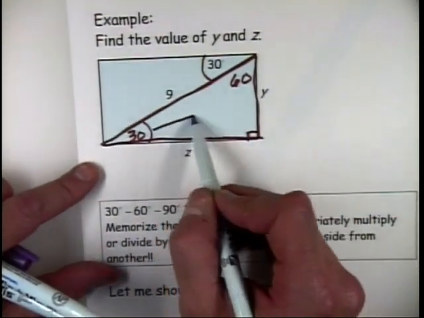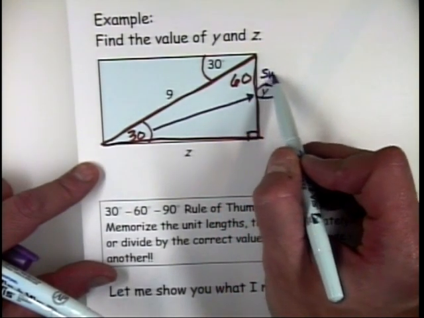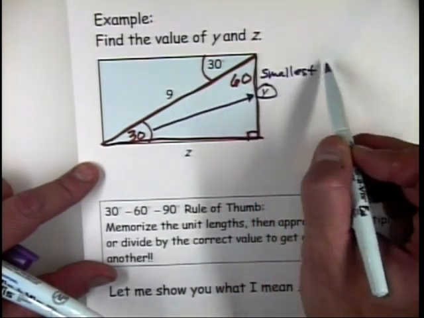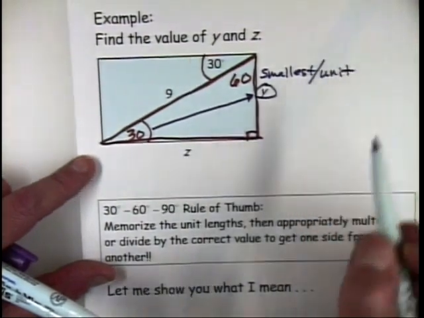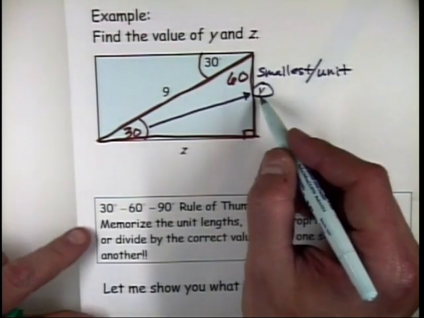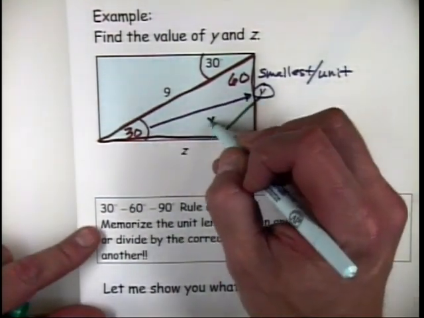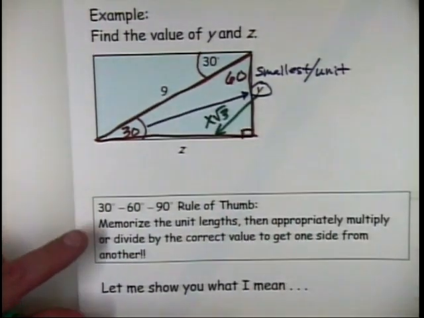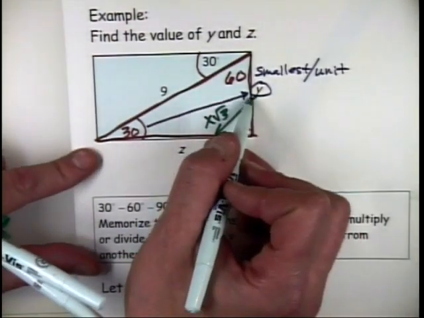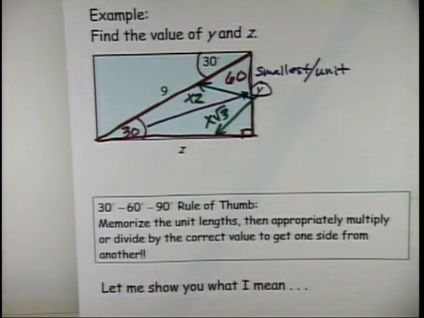And that side is always opposite the smallest 30-degree angle. So y is our smallest side, or the unit length side. Okay? Now from there, it's pretty easy. If I want to go from the smallest side to the other leg, remember I just multiply by the square root of 3. And if I want to go from the smallest side to the hypotenuse, it's twice as big, so I just multiply by 2.